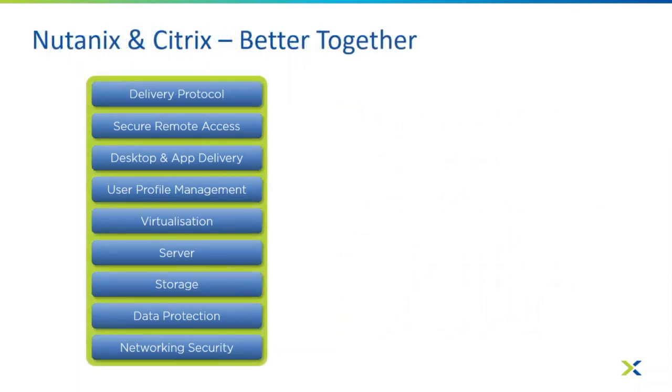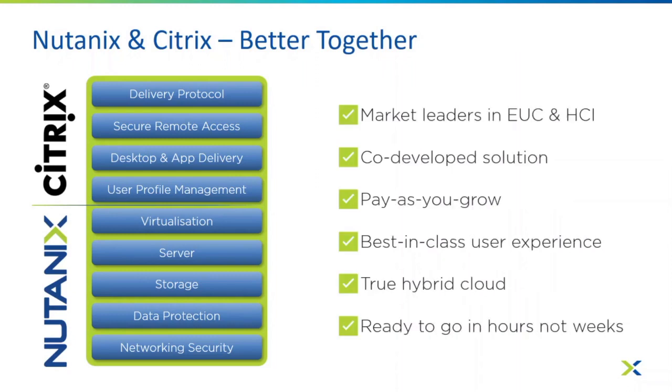Now, if you look at what two companies do, the two companies I talk about here are Nutanix and Citrix. It could also be Nutanix and VMware, but I'll stay with Nutanix and Citrix. If you look at what Nutanix does, the virtualization, the server piece, the storage technologies, data protection, the networking security, that's something we've been doing for many, many years. That's our HCI solution, hyperconverged infrastructure.